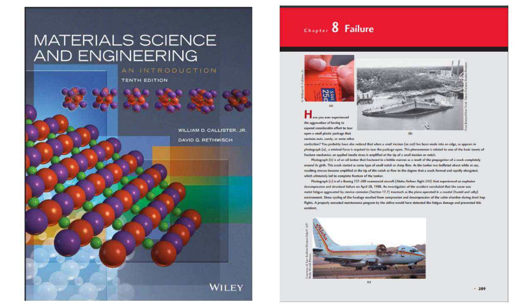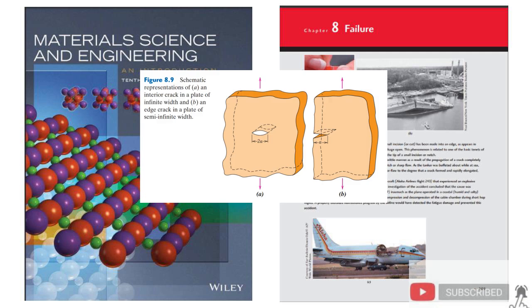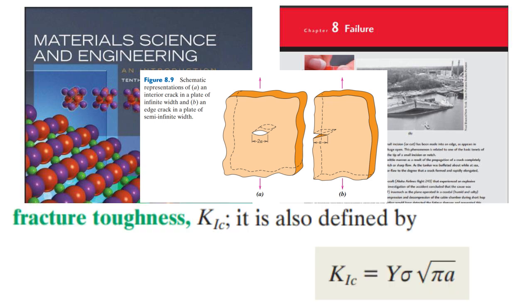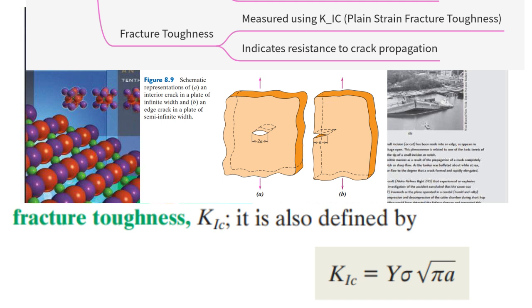What kind of tests? They can be quite complex, but essentially you prepare a specimen with a pre-existing crack, and then you load it until it fractures. By measuring the load and the crack displacement, you can determine this value called K IC, which represents the material's fracture toughness under plane strain conditions.